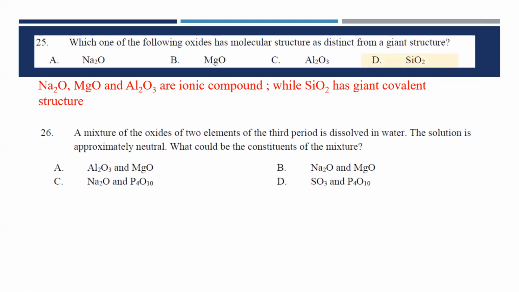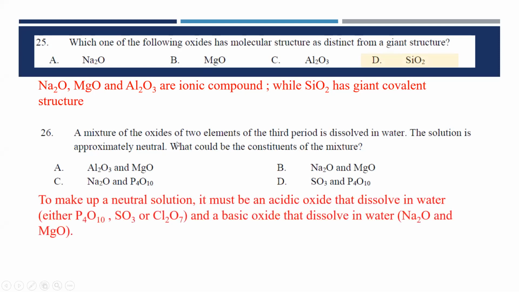Then number 26. A mixture of oxides of 2 elements of the third period is dissolved in water. The solution is approximately neutral. What is the constituent of the mixture? In order to have a neutral mixture, you must add an acid oxide that dissolves in water, so it is either P4O10, SO3, or Cl2O7, or a basic oxide that dissolves in water, so it can be Na2O and MgO. Which one has the best combination that makes the solution neutral? It must be one from acid, one from alkali. So the best answer here will be C.